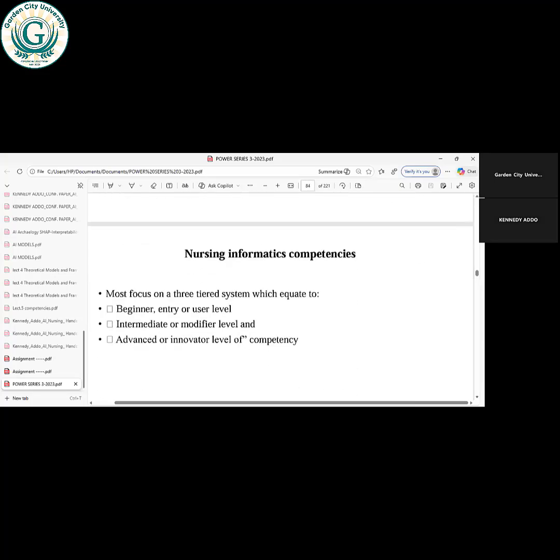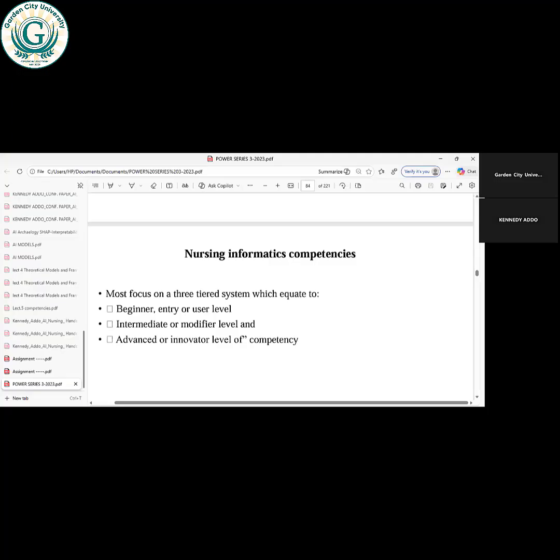So we are going to look at nursing informatics competencies. We will draw some lessons from the models of skills acquisition by Stuart Dreyfus and Patricia Benner. Then we look at how these competencies can be shaped by those levels of skills acquisition. So we are going to look at a beginner, entry or user level, intermediate or modifier level, advanced or innovator level.